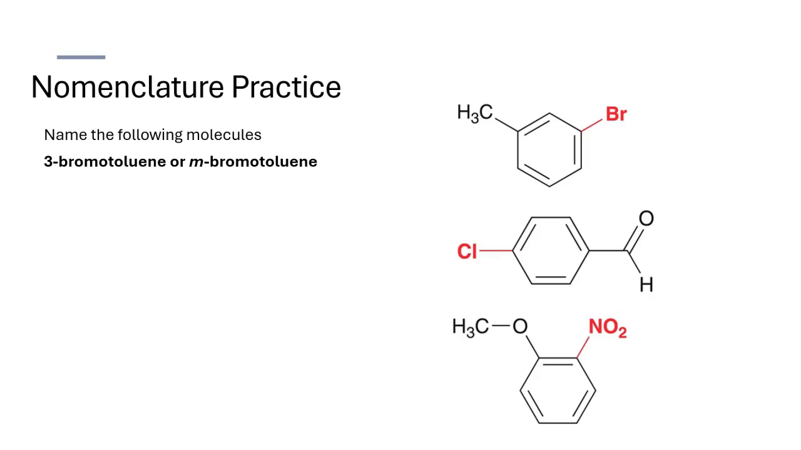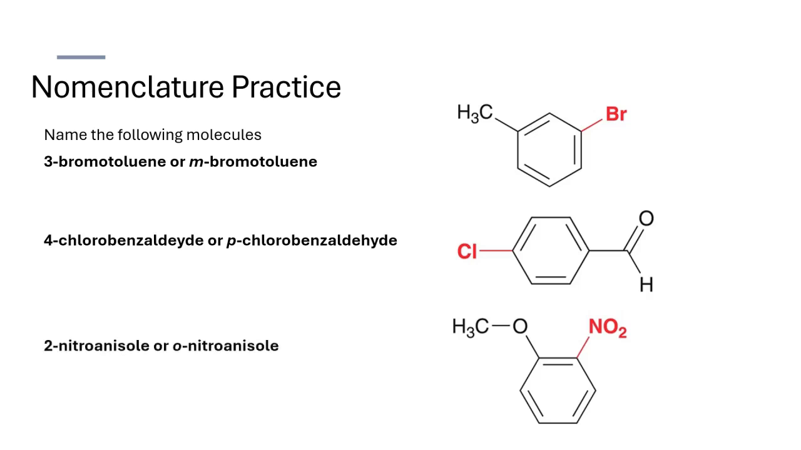Go ahead and name the second compound. Hopefully we can recognize that we have benzaldehyde, and chloro is going to be our branch. We have 4-chlorobenzaldehyde as an appropriate name, or para-chlorobenzaldehyde. Go ahead and try the last one. The parent name, anisole, has nitro as a branch. We can call this 2-nitroanisole or ortho-nitroanisole.